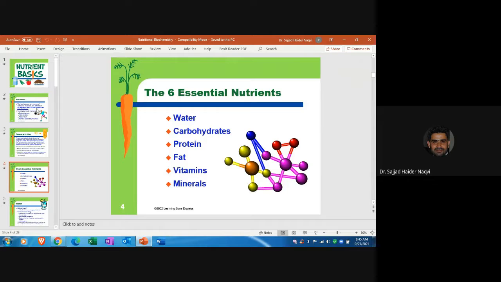So water is indirectly involved as an essential nutrient, because if you take out water, then the whole metabolic machinery is not going to work. And that's why water is included as an essential nutrient. So we have six groups of essential nutrients within our food, which include water, carbohydrates, protein, fat, vitamins, and minerals.